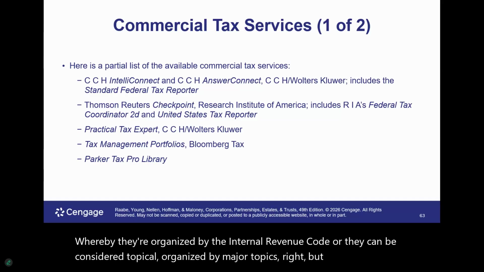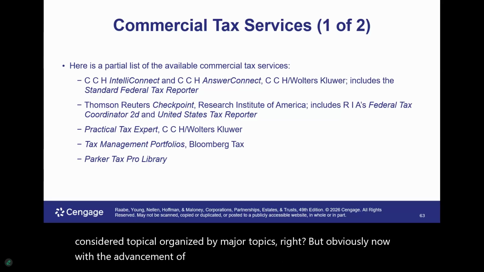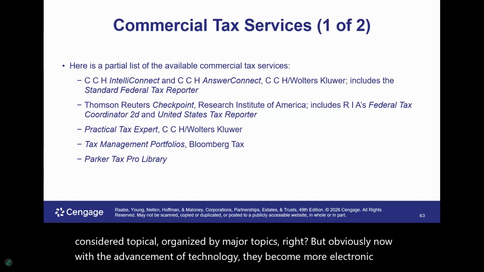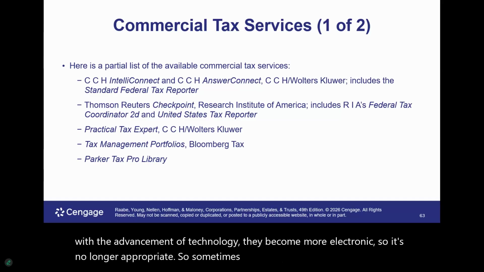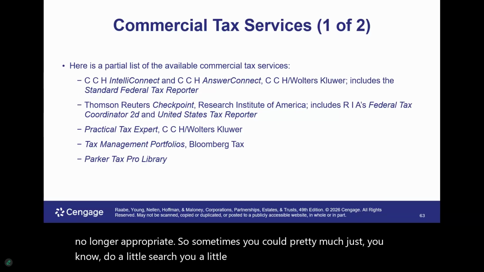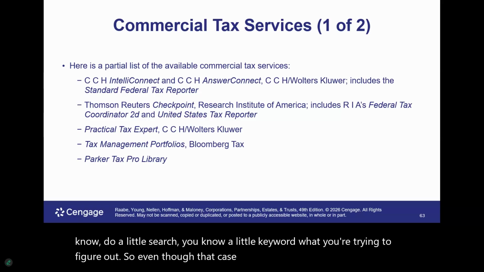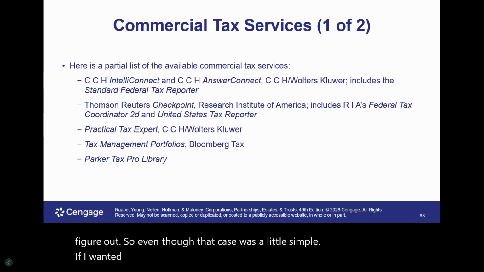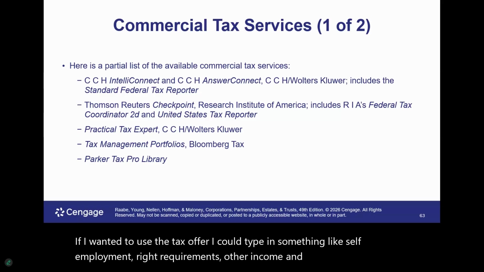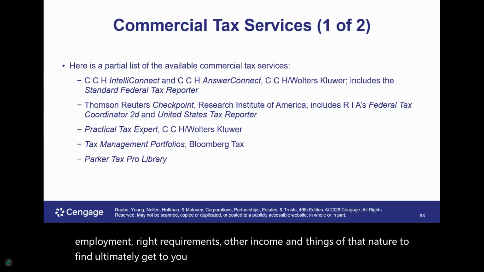But obviously now with the advancement of technology, they've become more electronic, so that distinction is no longer appropriate. Sometimes you can pretty much just do a little keyword search on what you're trying to figure out. So even though that case was a little simple, if I wanted to use the tax software, I could type in something like self-employment, requirements, other income, and things of that nature to ultimately get to my conclusion of, based on the tax law, this is how this transaction should be completed.